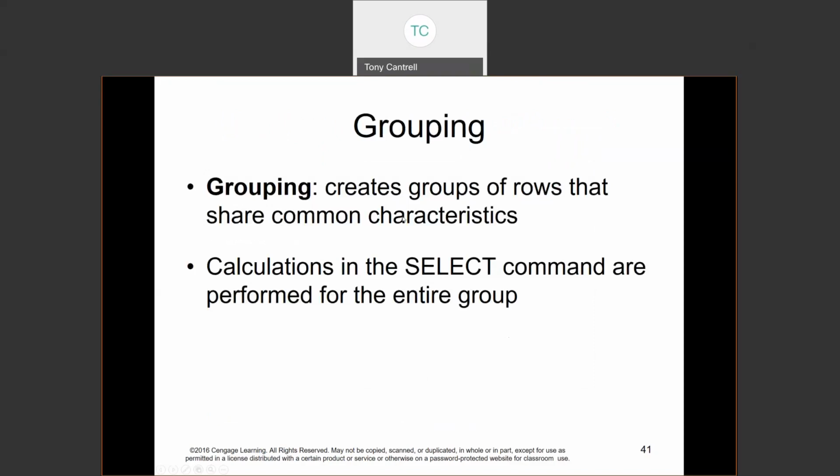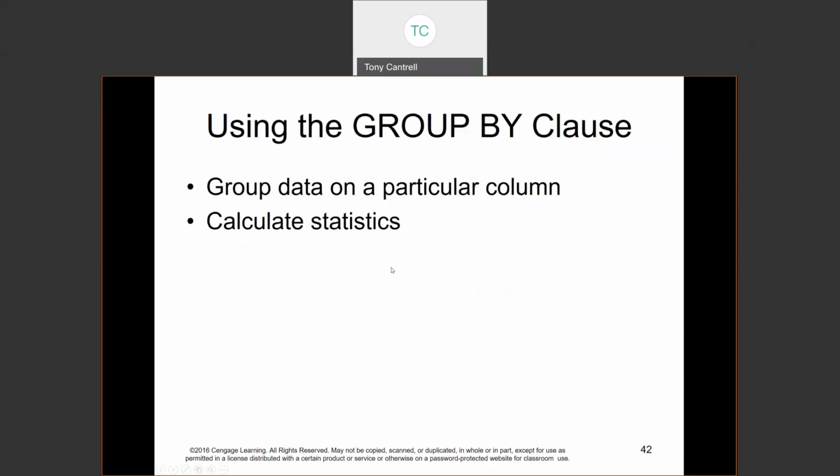Grouping creates a group of rows that share common characteristics. Calculations in the select command are performed on the entire group. You group data on a particular column. You can also calculate statistics.